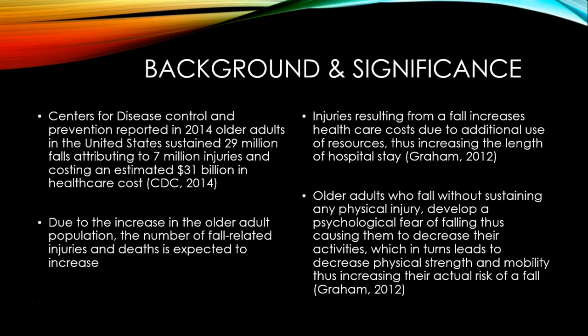Background and significance continued. Just a little bit that I want to add to what the YouTube video had. The Centers for Disease Control and Prevention reported that in 2014, older adults in the United States sustained 29 million falls, attributing to 7 million injuries and costing an estimated $31 billion in healthcare costs. That is so much money that we're spending on something that we can prevent. Due to the increase in the older adult population, the number of fall-related injuries and deaths is expected to increase.